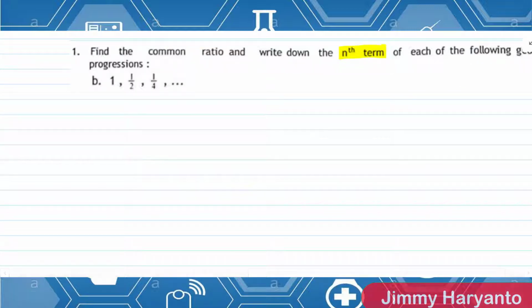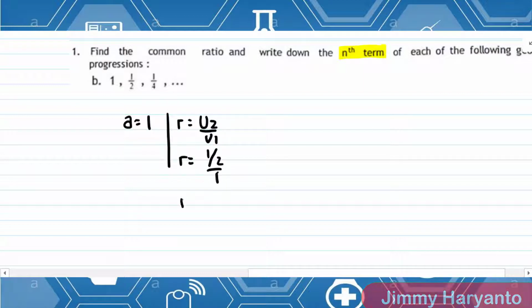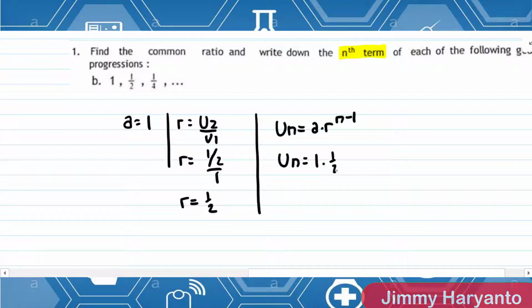And the next is 1b. For 1b it is also the same. So a equals 1, and for the ratio I will use u2 over u1, the second term divided by the first term, half divided by 1, so r equals half. After that we have to find the un equals a times r to the power of n minus 1, un equals 1 times half to the power of n minus 1. So the un will be half to the power of n minus 1. This is the answer for 1b.